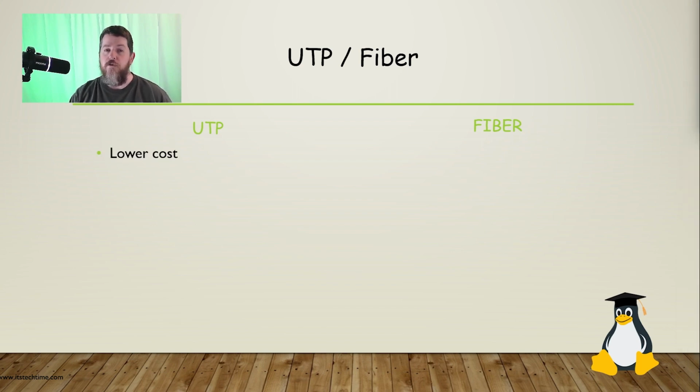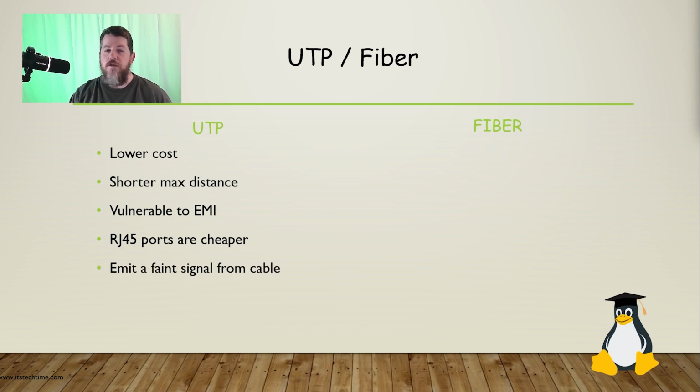UTP is typically a lower cost. UTP has a shorter maximum distance. UTP is vulnerable to EMI. RJ45 ports and connectors are cheaper, and UTP cabling emits a faint signal from the cable.